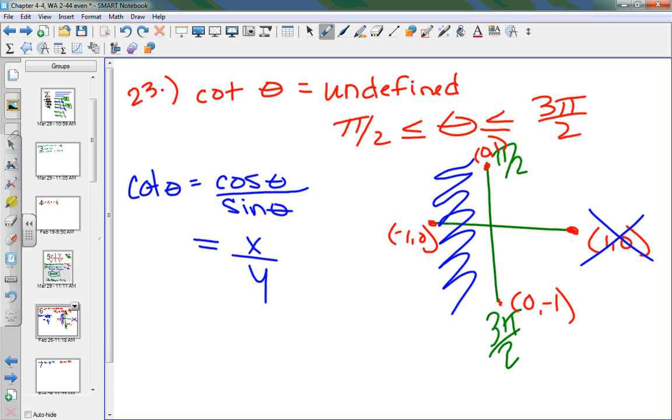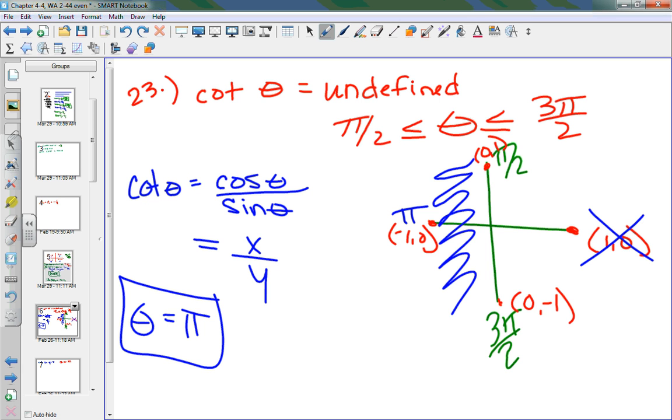So this means, what can I conclude about my y value? Y has to be 0. Which angle out of those 3 that I'm allowed to actually use has a y value of 0? That one. What is that angle? Pi. That's my only option. So what does theta have to be here? Theta has to be pi. It's the only option. Do you understand that?